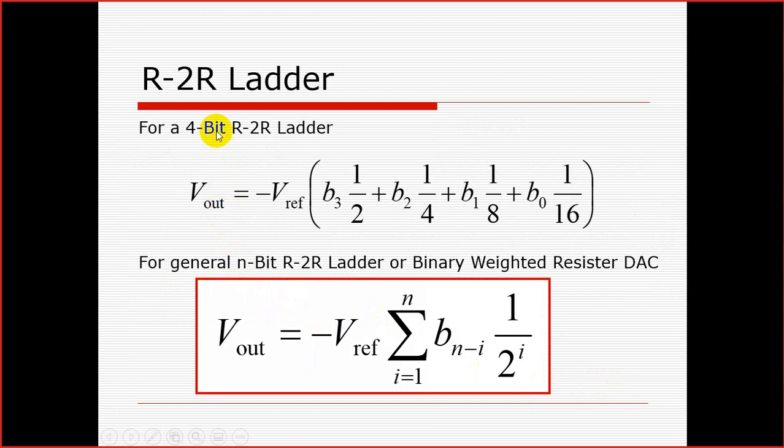So this is the formula of the 4-bit R2R ladder network. We are equal to this formula. For a general n-bit R2R ladder or binary weighted resistor DAC, you can use this formula.